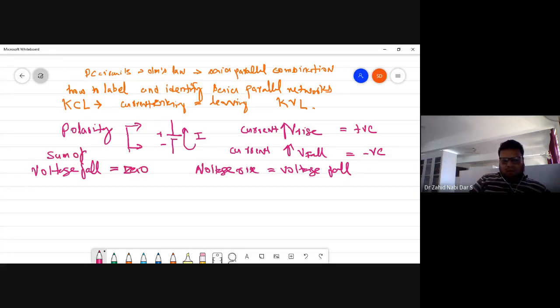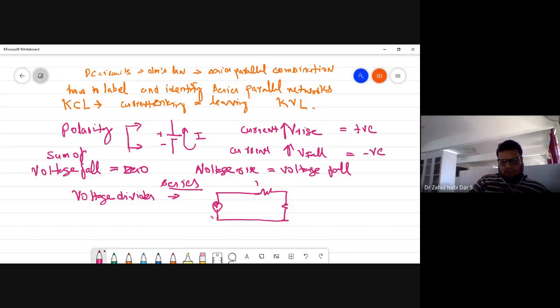Then we know the voltage divider circuit. This voltage divider network we have seen. Voltage divider network will only happen if a circuit is connected in series. So if you have a voltage source, this is your resistance, this is your resistance.